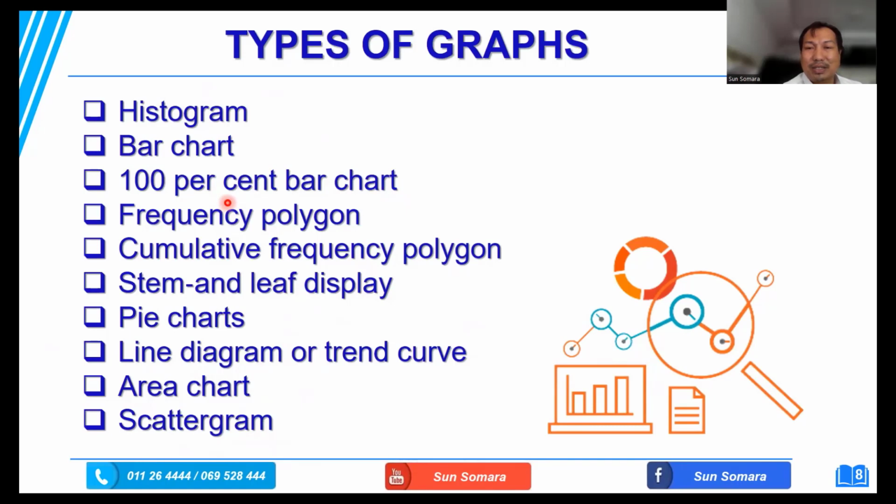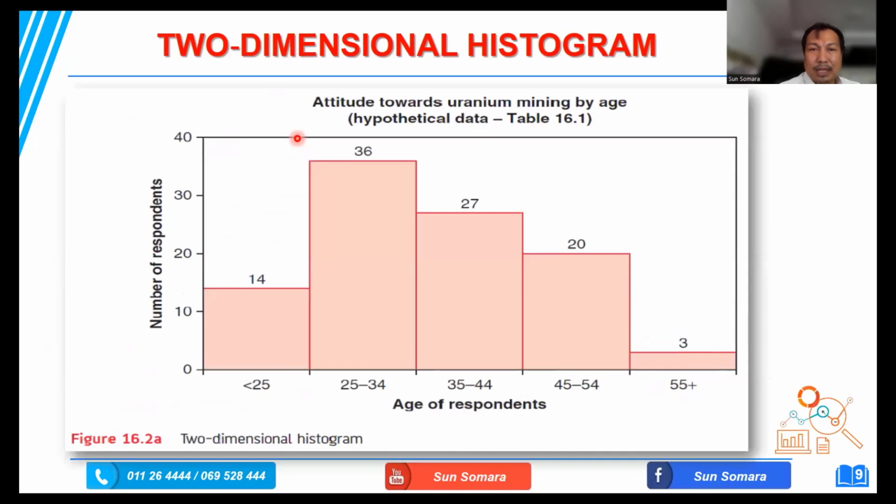We can see what they are, and then try to explore more together. Okay, so you can see from this part the two-dimensional histogram. This one teaches about uranium mining by age, or hypothetical data Table 16.1 here.